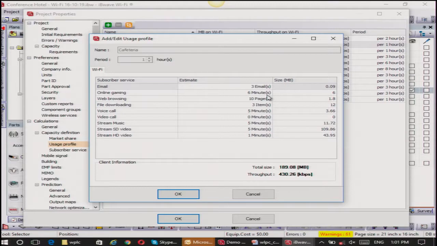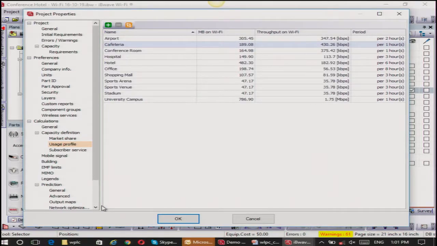I did 6 minutes of online gaming while I was in cafeteria, so I spent 6 megabytes there, and so on and so forth. So that's how you go ahead and figure out the total size of how many of what you did over an hour in that location and what your throughput is over that period of time.